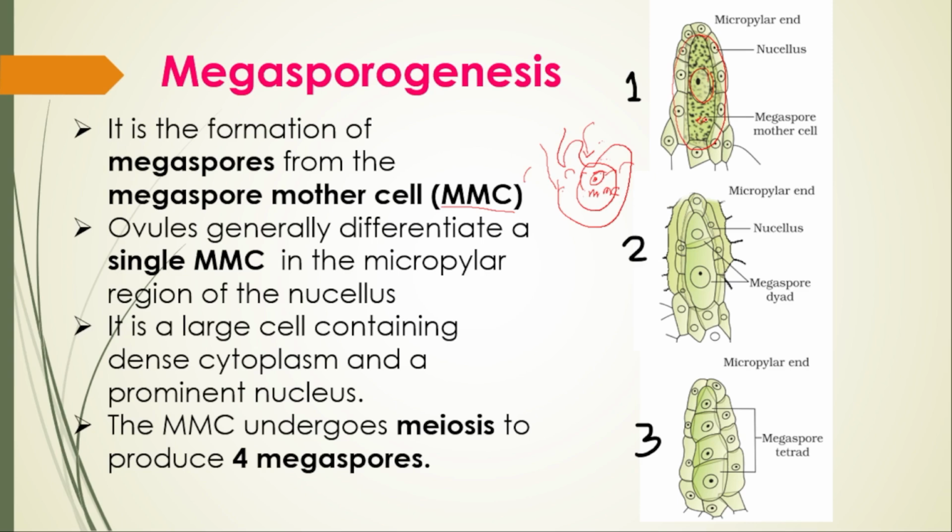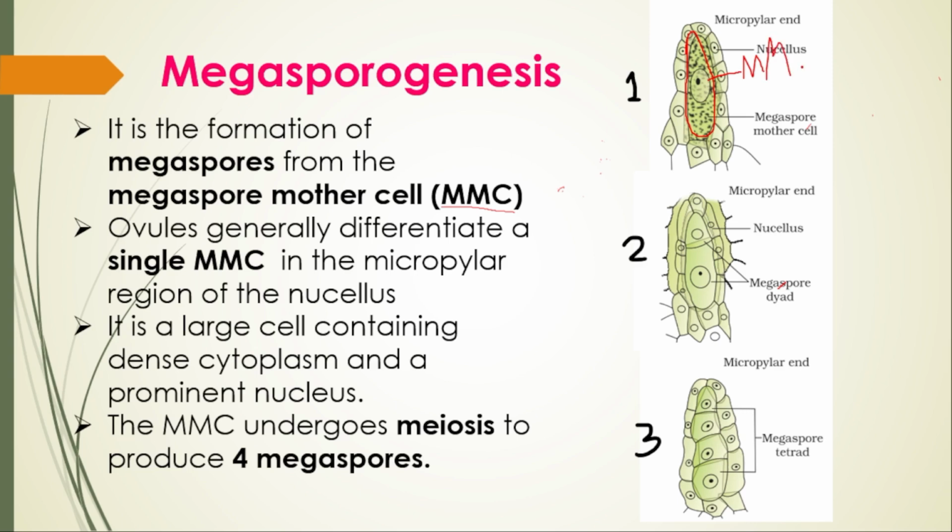Why? Because it is going to develop into the megaspore in the future, and it is the largest cell containing dense cytoplasm and a prominent nucleus. The MMC undergoes meiosis to produce 4 megaspores. Okay, this is the only single MMC, and it undergoes meiosis.